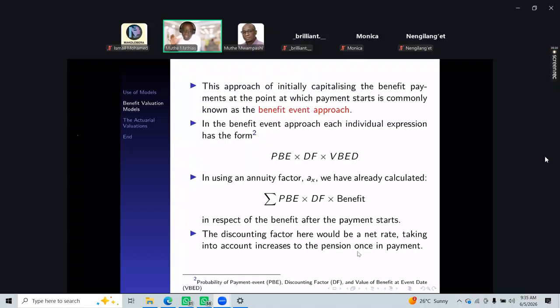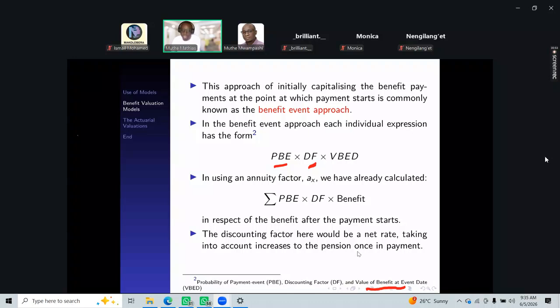But the idea is the same as what we did before. We want to estimate the present value of this benefit. So what do we do? We multiply with the probability of that event. And then of course we have the discount factor. And what is this again? This is the value of the benefit at the event date, the B. So yeah, I think it's very, very easy. You have the probability, the discount factor, and then you multiply with the amount. So you get what you need, right?